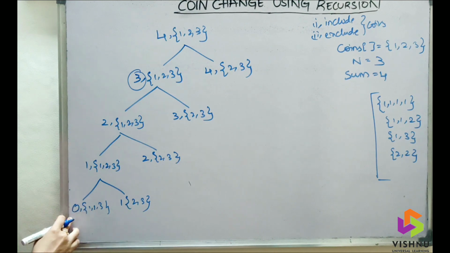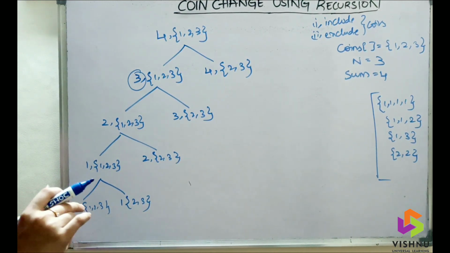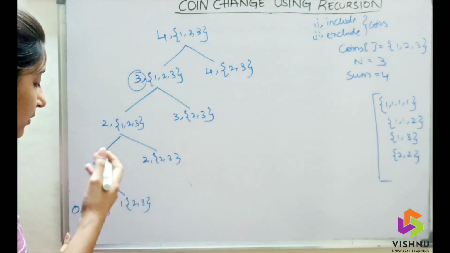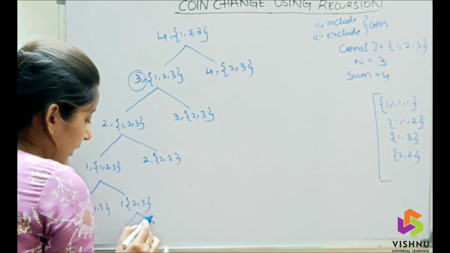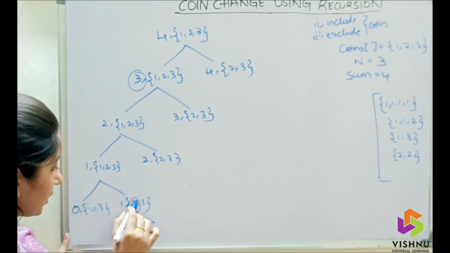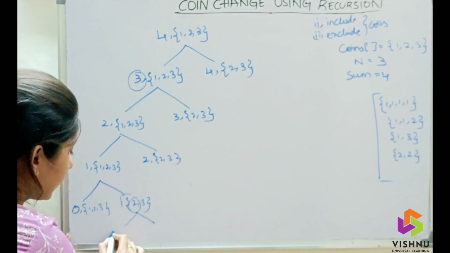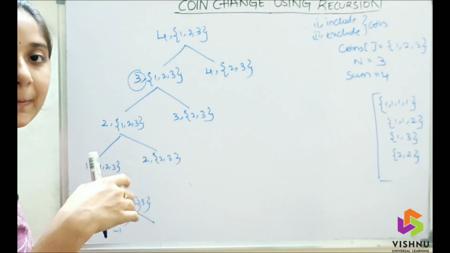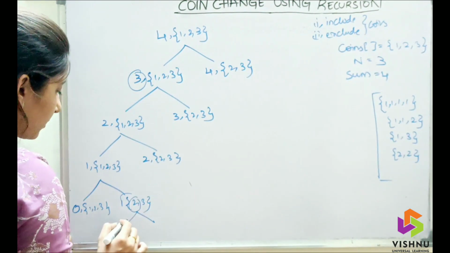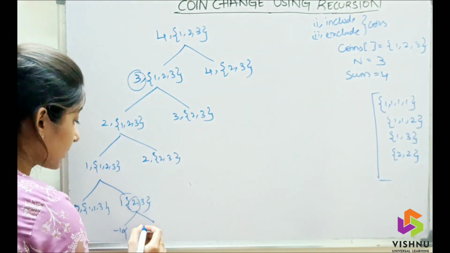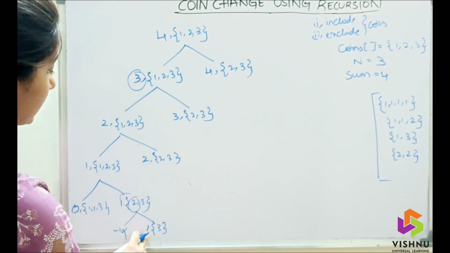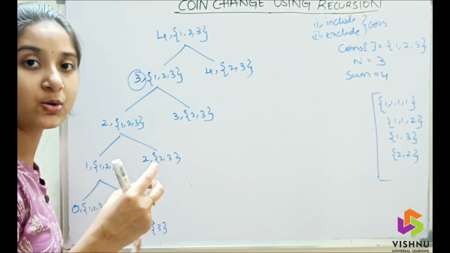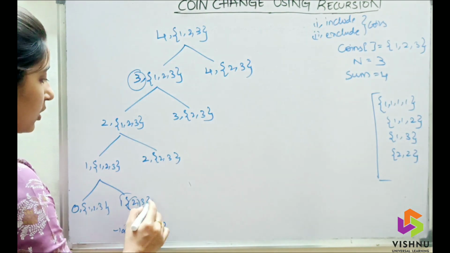Here again if we include 1 at sum 0, we cannot make a sum 0 using a 1 valued coin, so the next cases are not possible. Here if we do the next case, when we include 2, 1 minus 2 is minus 1. So to make a sum minus 1 is not possible. When we exclude 2, we have sum 1 and a 3 valued coin here. This case is also not possible because we cannot make sum 1 using a 3 valued coin.